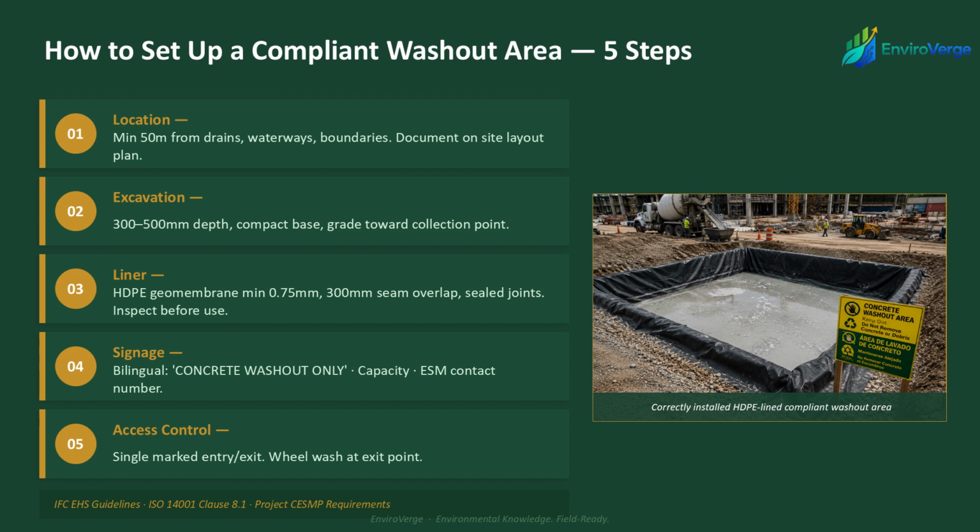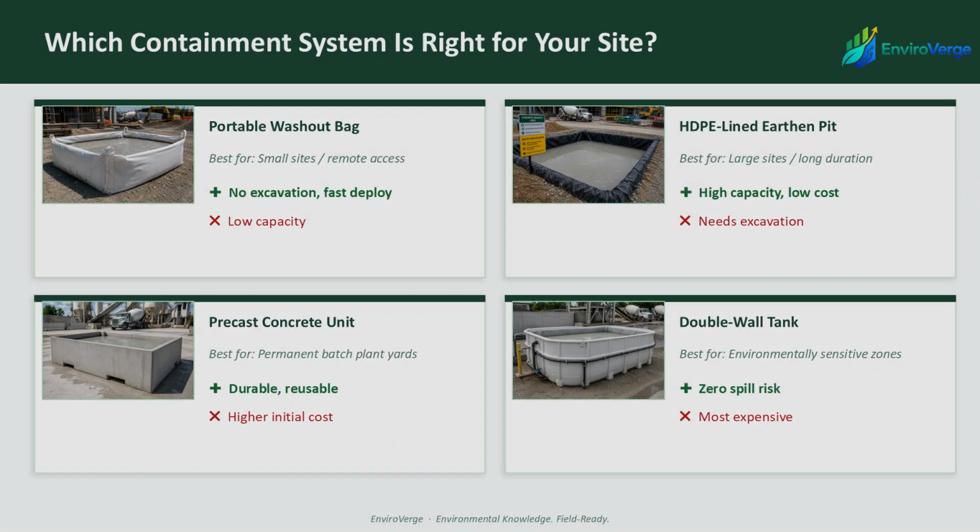Step 5. Access control. One defined entry and exit point. A wheel wash at the exit, so tires are clean before re-entering the site road network. That is a complete compliance system. Any project can implement this.